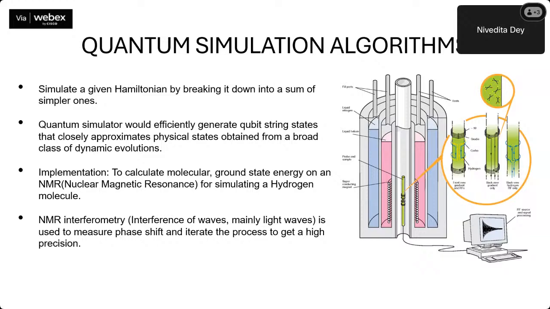So where you think of simulating a given Hamiltonian by breaking it into a sum of the simpler ones. So this is your simulation technique, where you have to go in the quantum level. This is not a classical simulation in a quantum hardware. It is not a quantum simulator. Do not mix up the two things.